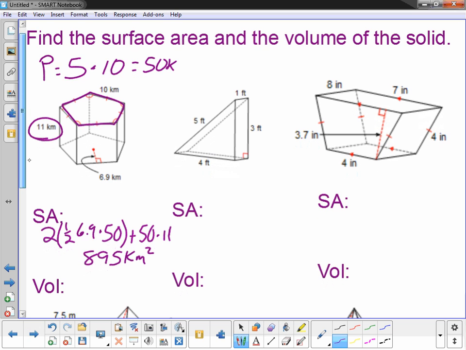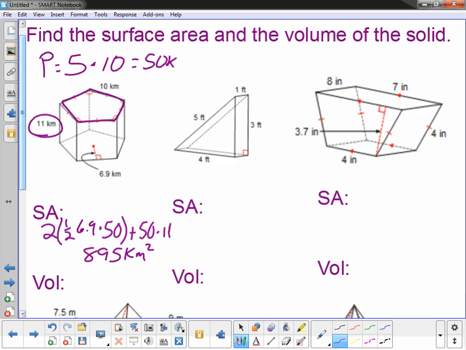Now the volume, I just need to take the area of the base times the height. Well, the area of the base is 1/2 times 6.9 times 50. Multiply that by the height of the prism, times 11. Run that through my calculator, I get 1897.5 kilometers cubed. So if it's a regular pentagon or a regular polygon on the bottom, I have to use the 1/2 apothem formula to find the base. Okay, let's take a look at the next one.